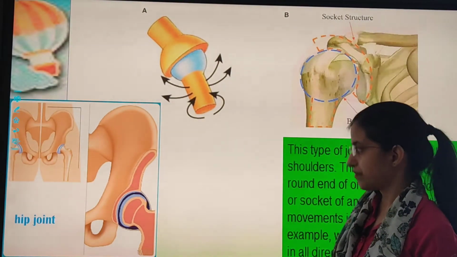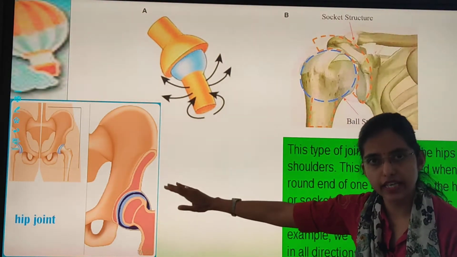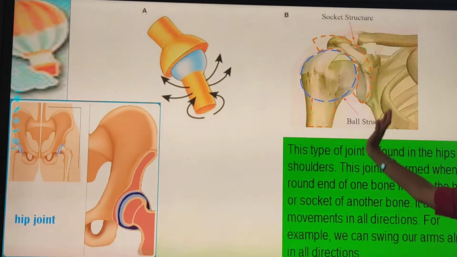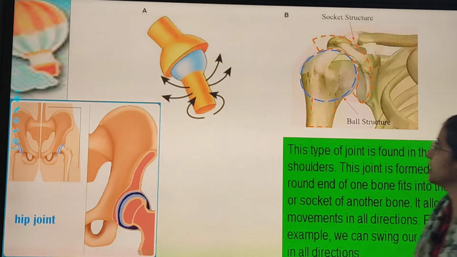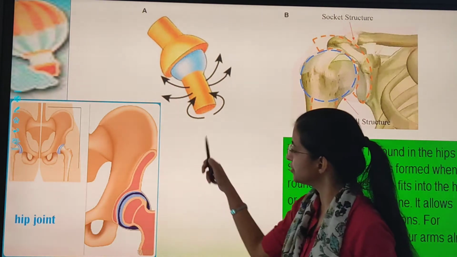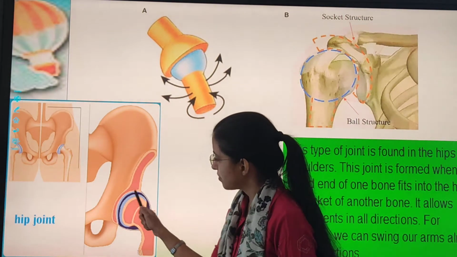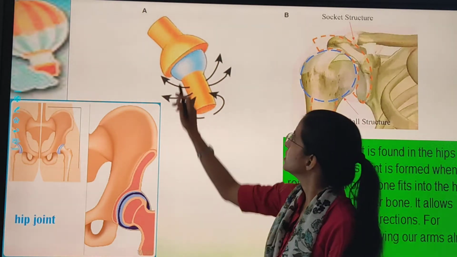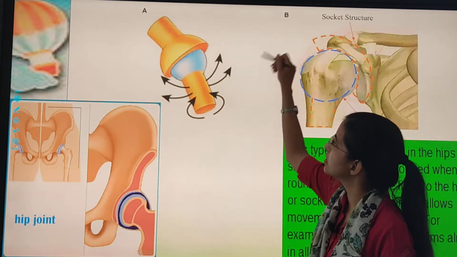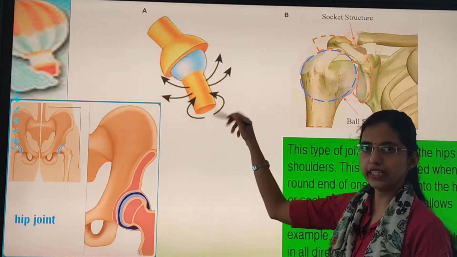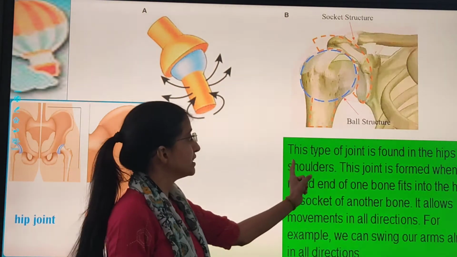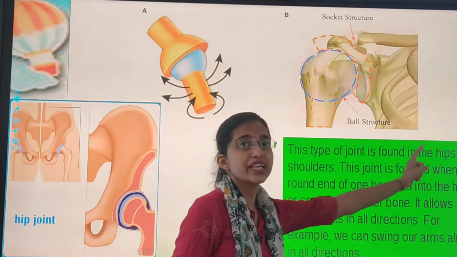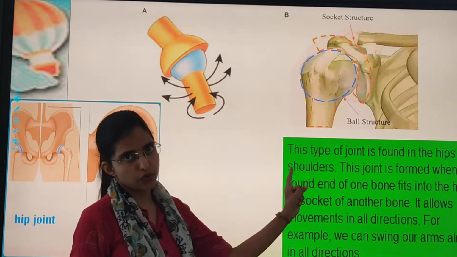This type of joint is present in hips, in shoulders. See, hip joint. Can you see? देखो, this is a ball-like structure and this is a socket. See, it can move in all the directions. This type of joint is found in the hips and shoulders.